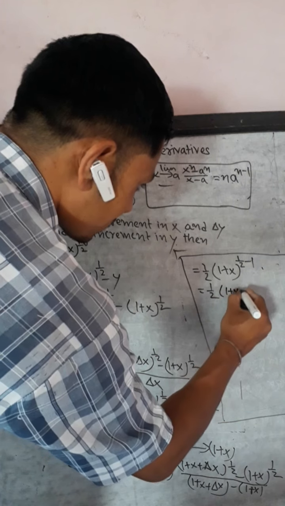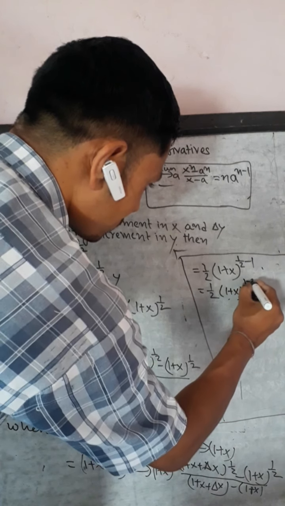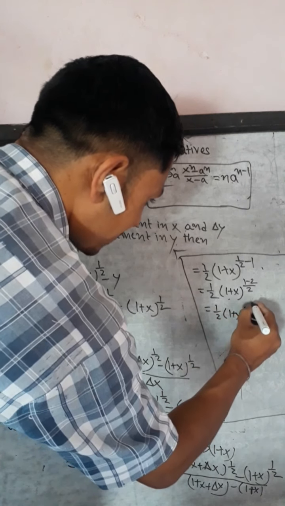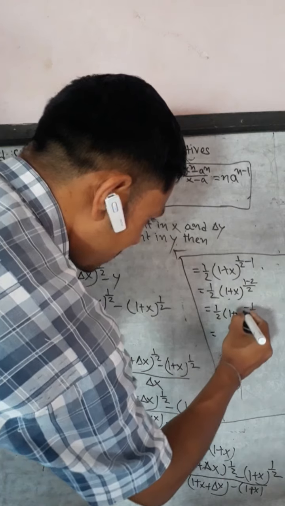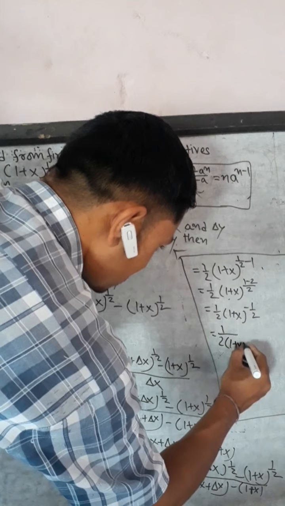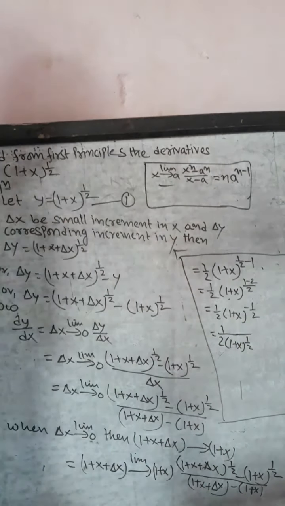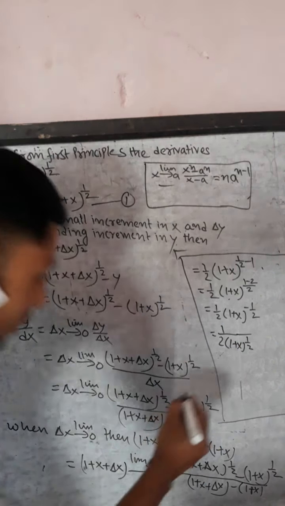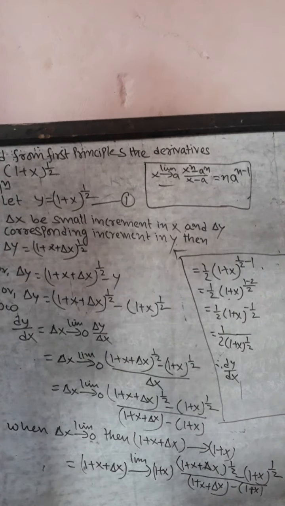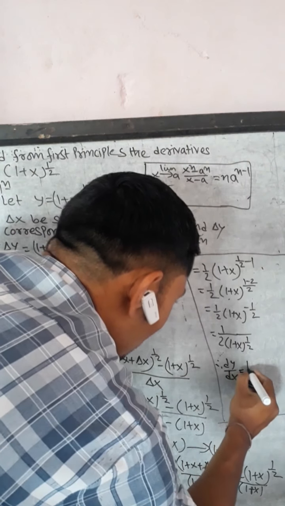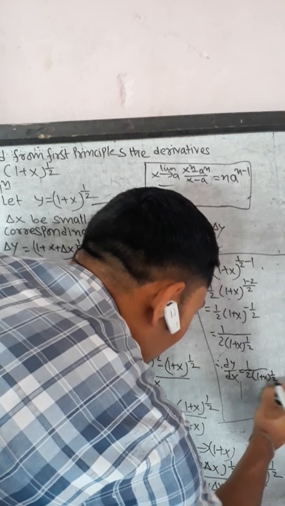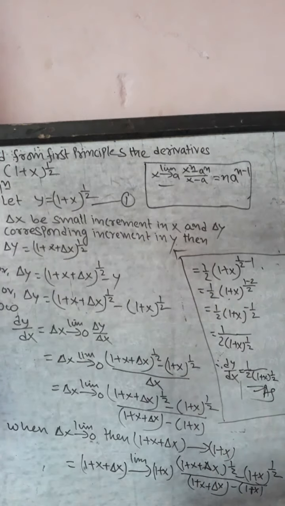1 plus x, now take the LCM. 2 will be LCM. 1 minus 2 is equal to minus 1, so 1 plus x to the power minus 1 by 2. Now since the power is negative, taking it to the denominator, it is equal to 2 into 1 plus x to the power 1 by 2. So therefore dy by dx is equal to 1 by 2 into 1 plus x to the power 1 by 2. This is the required answer.